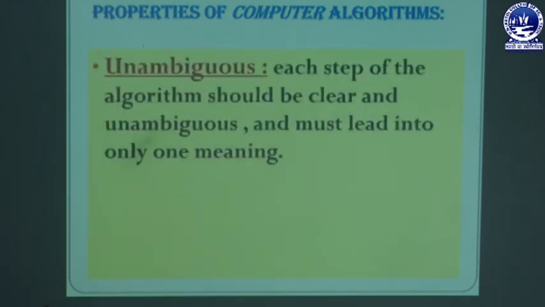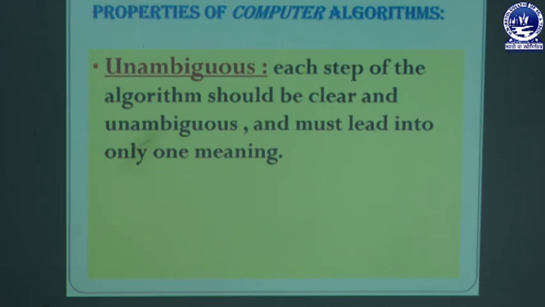Whenever we are talking about a computational problem, if a solution is available for that problem, we can implement the solution by using a computer. There we will go for an algorithm. An algorithm means a step-by-step procedure that is used to solve a problem by means of a computer. Let us see the characteristics of an algorithm. The first characteristic of a computer algorithm is that it is unambiguous.